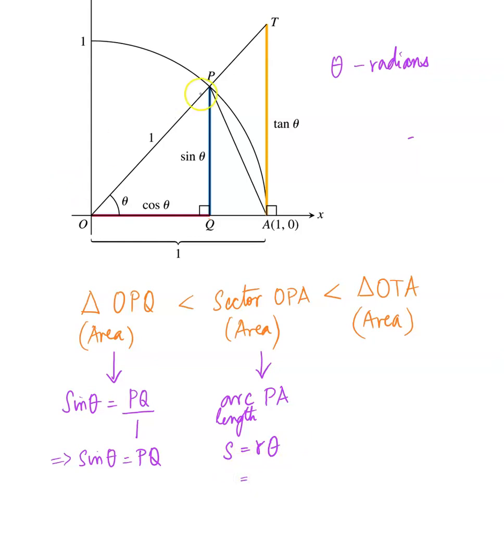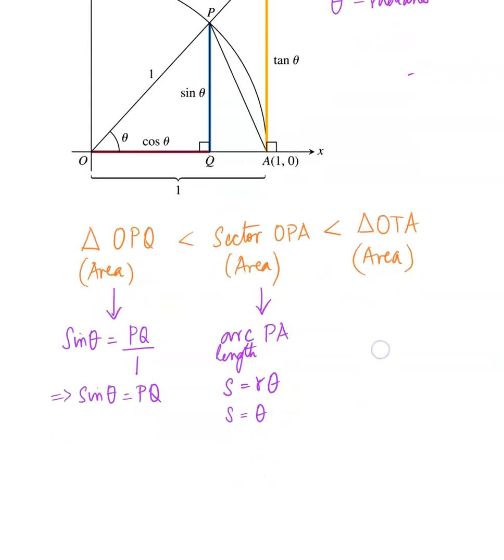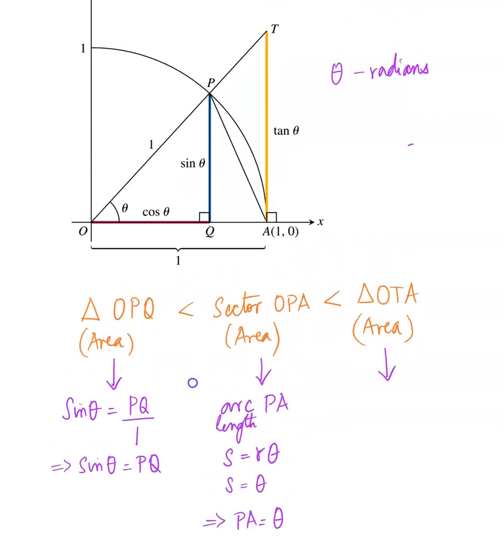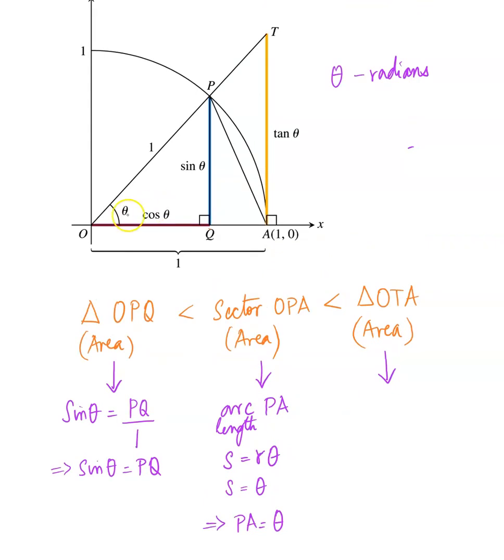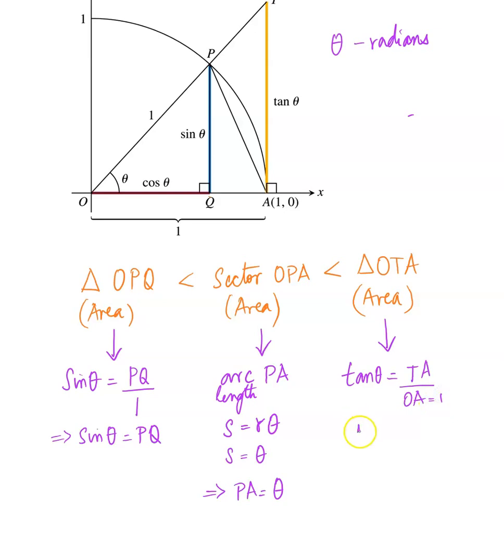And what is R here? The radius is 1, so S itself is equal to theta, meaning the arc length PA is theta. And then from this triangle with the yellow side, again, you can think of tan theta. Tan theta is opposite over adjacent, right? So opposite is TA over adjacent is OA. You can see that OA would be the radius of that circle because A touches the circle. So OA would be 1. OA is equal to 1, which implies tan theta itself is equal to TA.